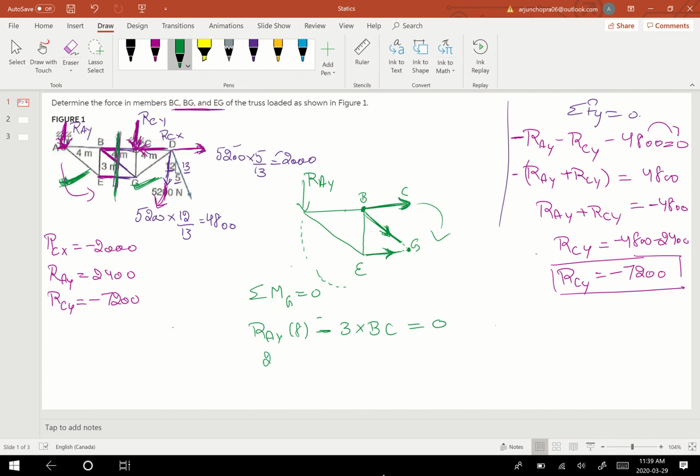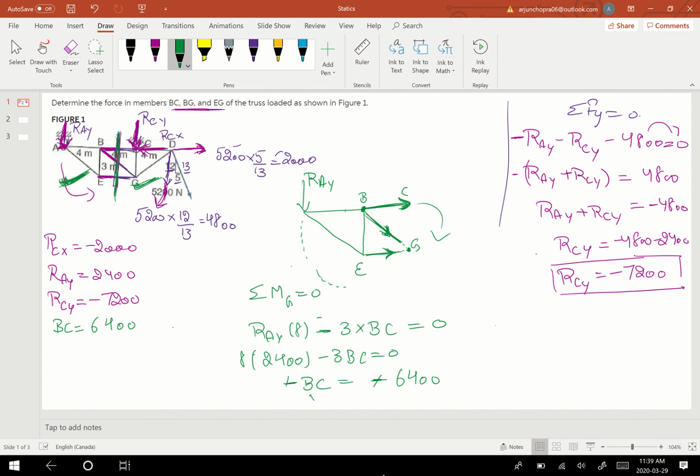So the RAY value is 2400 times 8 minus 3 BC equal to 0. Then the BC value will come out to be 2400 times 8 divided by 3. BC comes out to be 6400, and I can cancel these. I figured out the BC value now.